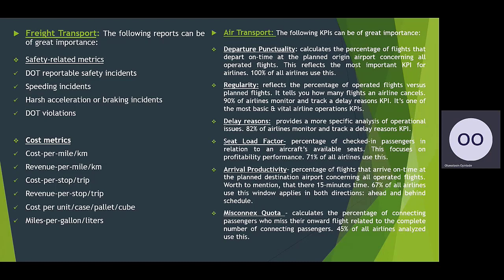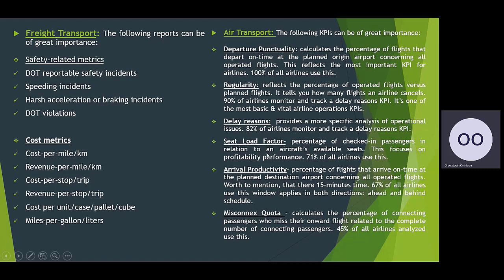Then regularity. I say this reflects the percentage of operated flights versus planned flights. It tells you how many flights an airline cancels. So 90% of airlines monitor and track it. It's one of the most basic and vital. Then delay reason provides a more specific analysis of operational issues. So 82% of them use it.